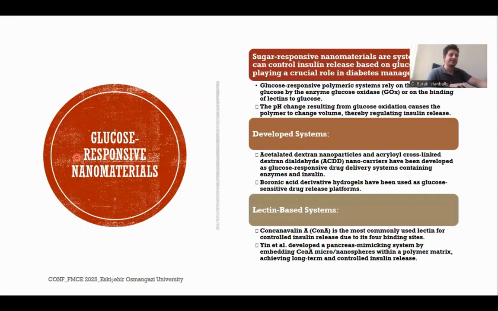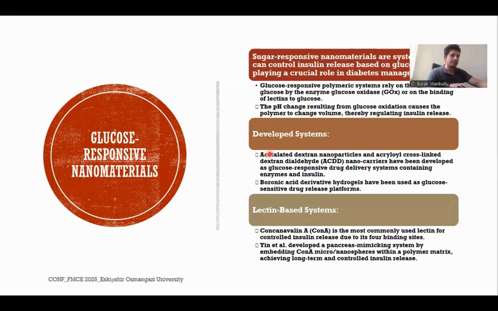Sugar-responsive nanomaterials are designed to control insulin release based on glucose levels, making them vital tools in diabetes management. These systems often rely on glucose oxidase, which oxidizes glucose, or on lectins, which bind to glucose molecules. The oxidation process leads to a pH change, causing volume changes in the polymer, which in return regulates the insulin release.